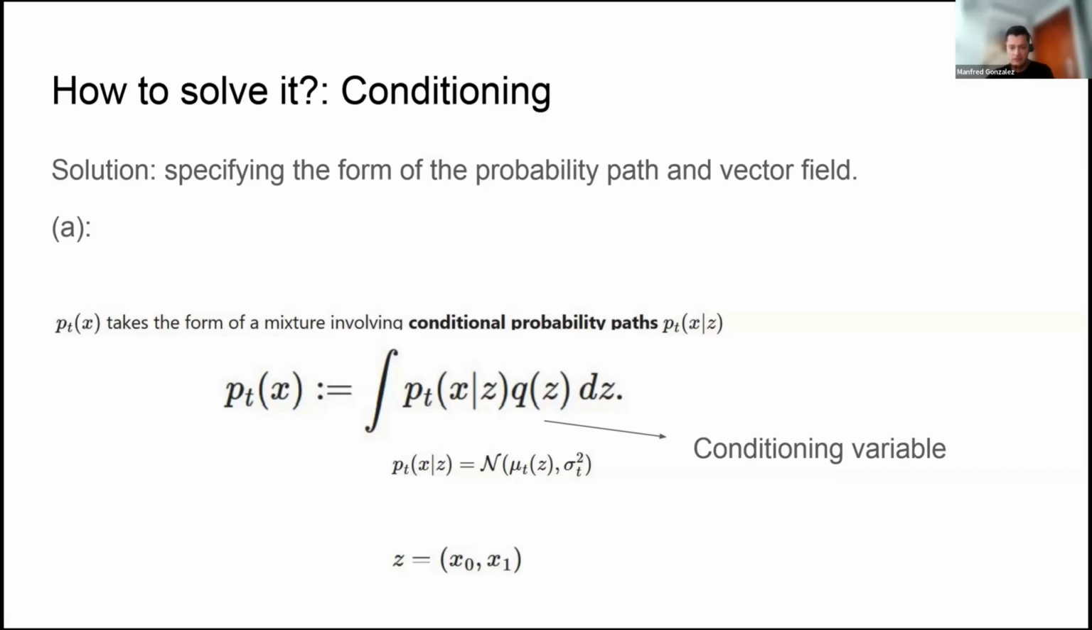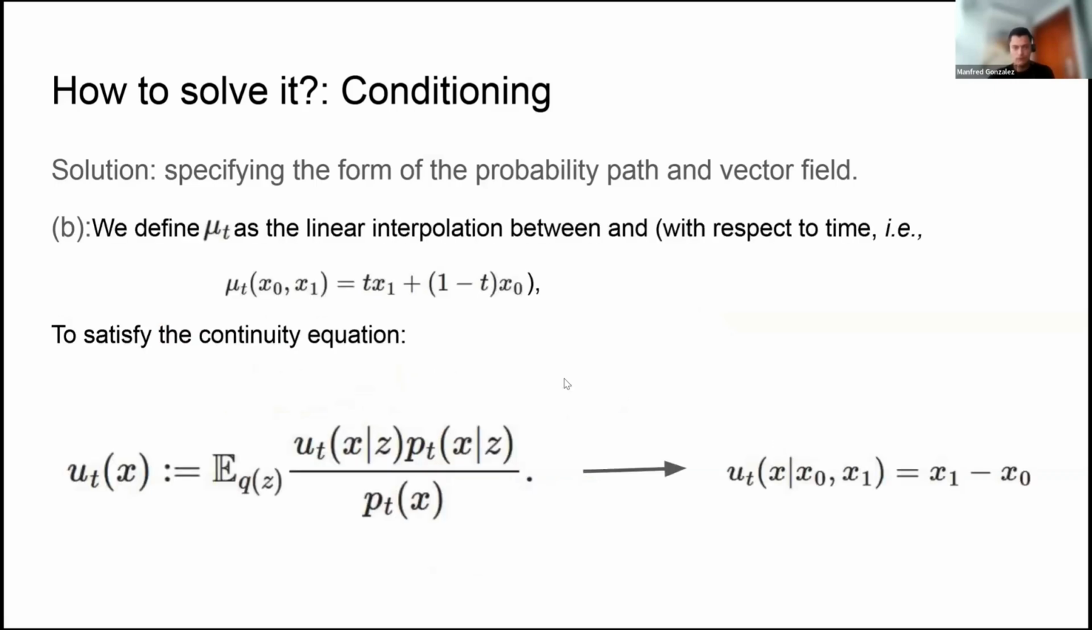So once you define this conditioning using a normal distribution, then you update the vector field and say, now my vector field can be conditioned on that conditioning variable, z. And after some math and some theorems that they showed in the paper, they came up with the simplification of this math, which is basically the distance from x1 to x0. And this is the theoretical velocity that you need to regress in your loss function.